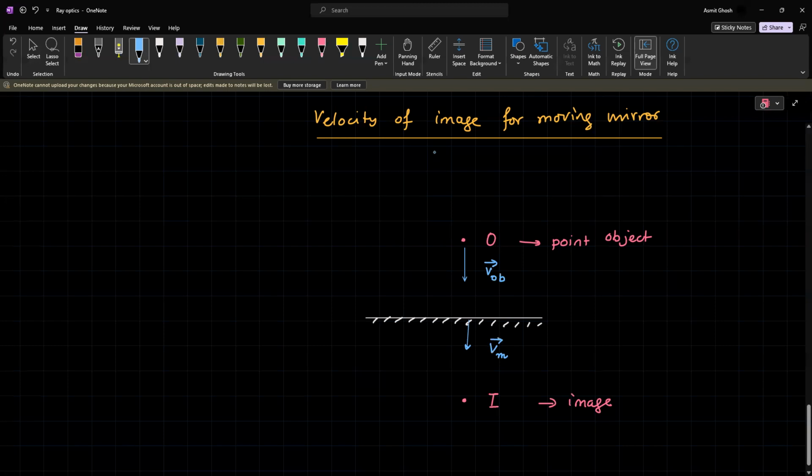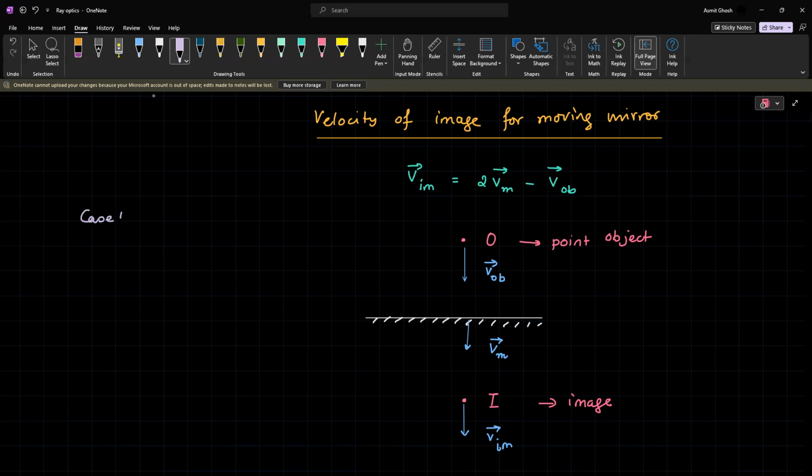So the image will obviously move. Let us consider the velocity of the image to be Vim. Okay, then we can say that Vim is equal to 2Vm minus V object. So we can have a total of 3 cases in this situation. Okay.